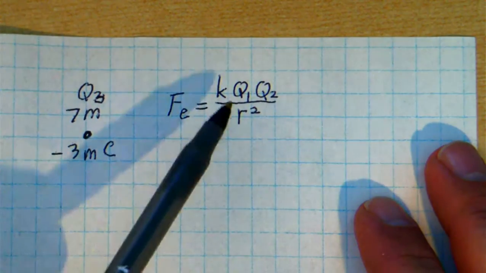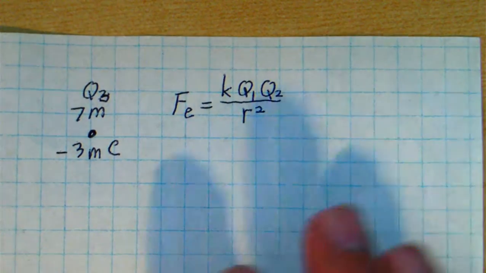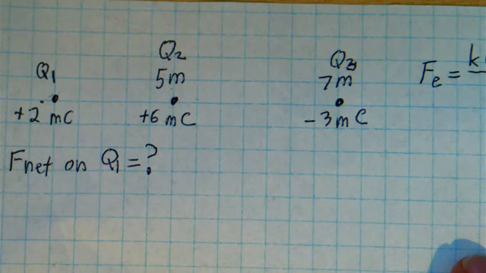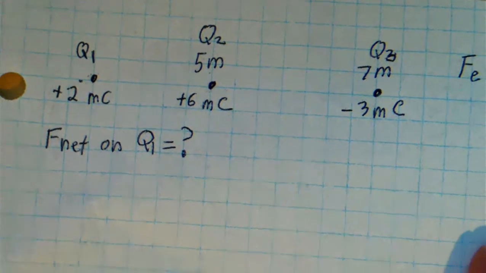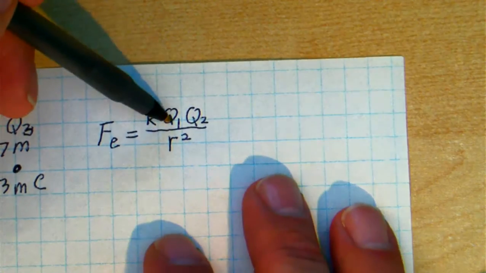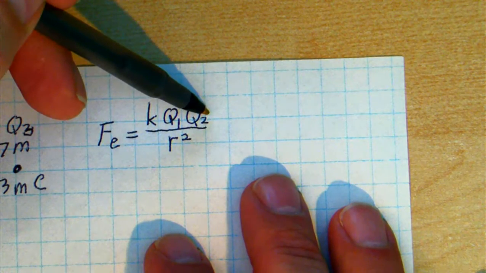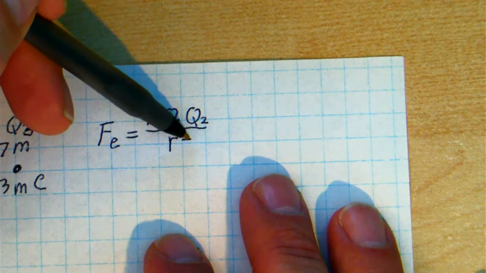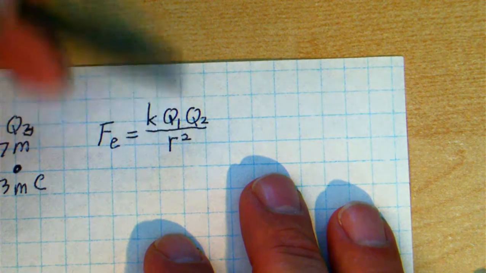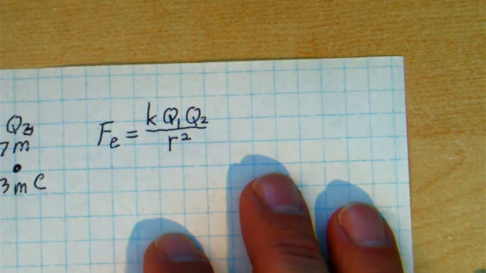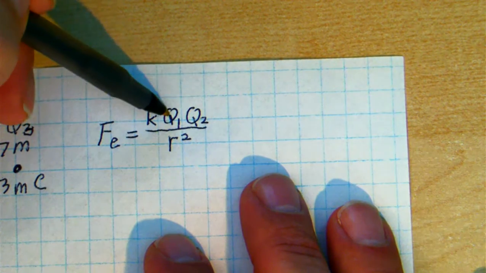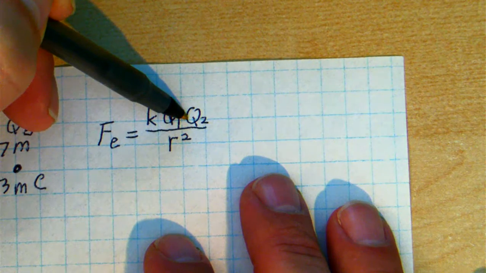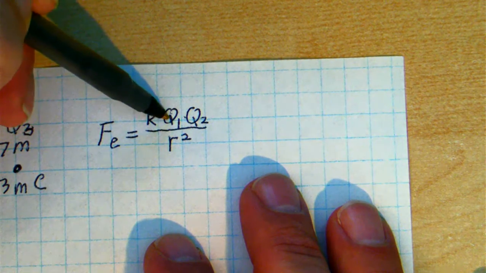Now, this formula only has two charges in it, but this problem has three charges in it. And so you might foolishly think, oh, what if I just multiply this by Q3 and then multiply it by, I don't know, something down there? That would be the wrong way to do this. Coulomb's law can only be used for one pair of charges at a time.